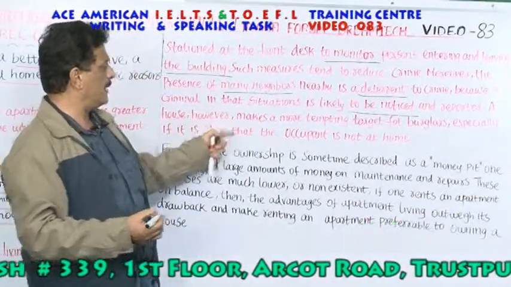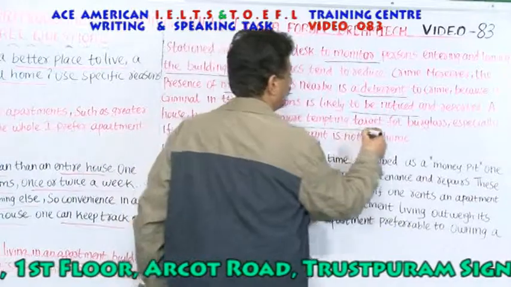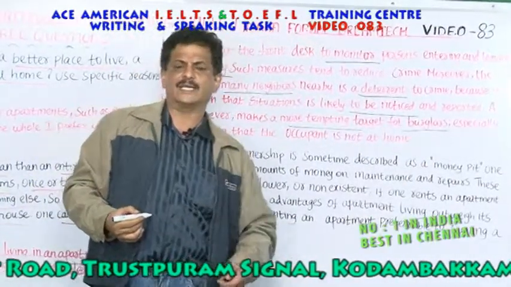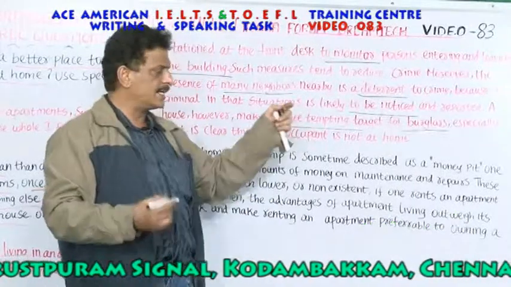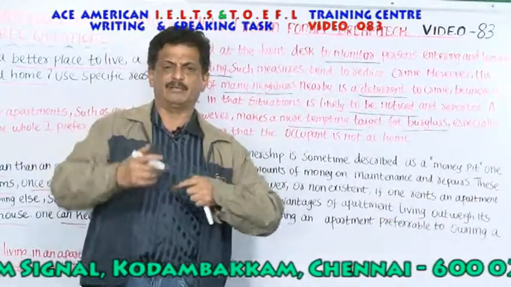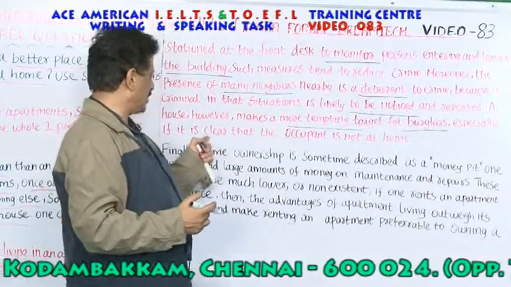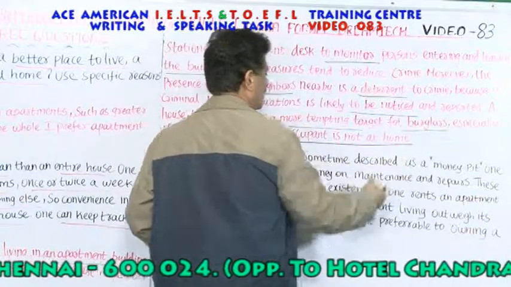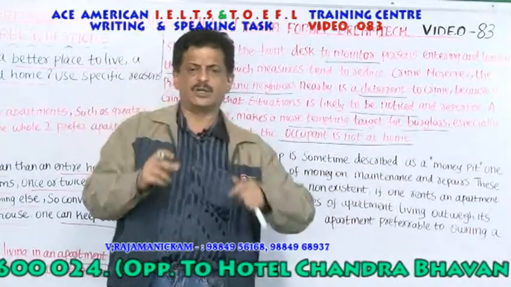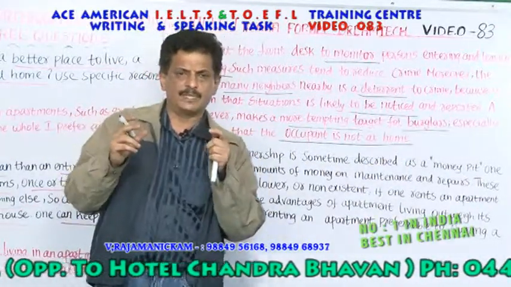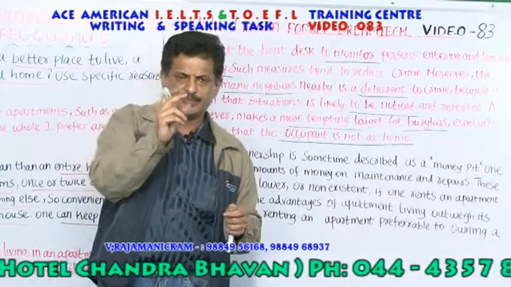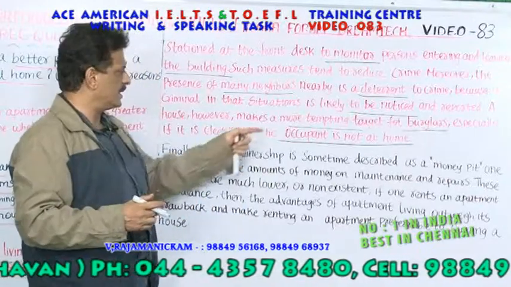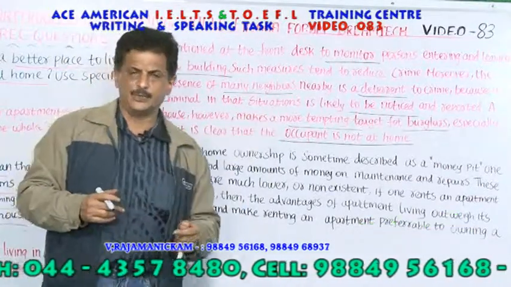A house, however, makes a more tempting target for burglars. What do you mean by burglars? The persons who break into the house and get inside. So individual houses are a temptation for burglars to get inside, especially if it is clear that the occupant is not at home. When the occupant is not at home, the lock will be hanging outside, so the burglars will be able to find out whether the inmates are there or not. Then he comes inside and robs. So it's an easy target for burglars, that is the individual houses.